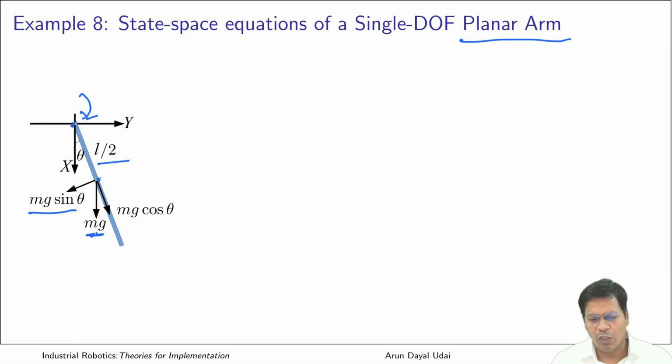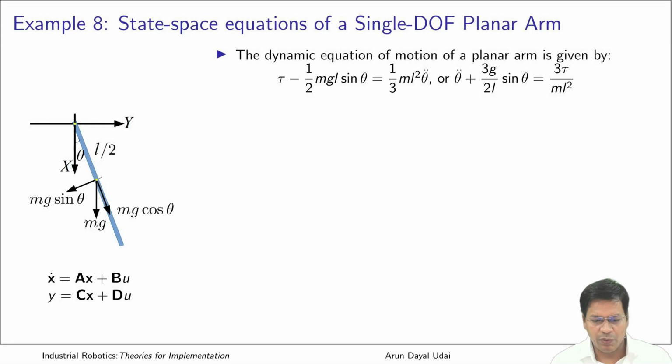So it is giving you a torque which is given by mg sine theta into L by 2. Okay, so this is the driving torque basically. Okay, so you see this was your original state space form. Okay, so this is what we want to obtain now.